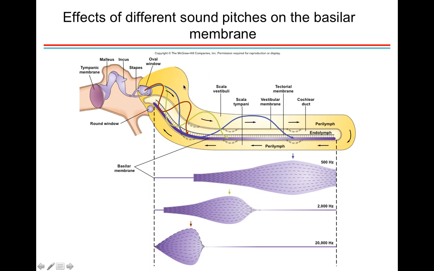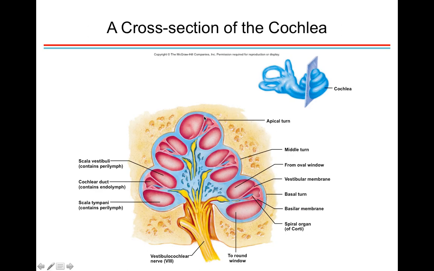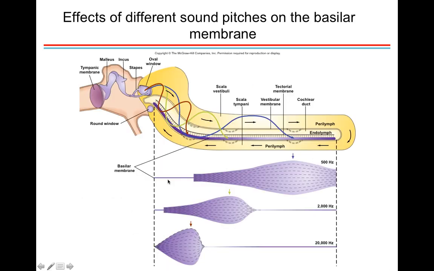So I want to make clear that the anatomy shown in the previous slide is shown here. So here, the oval window is touching the scala vestibuli. So the vibrations enter the perilymph of the scala vestibuli, and I want to show you that was over here, okay? And then they travel through there.